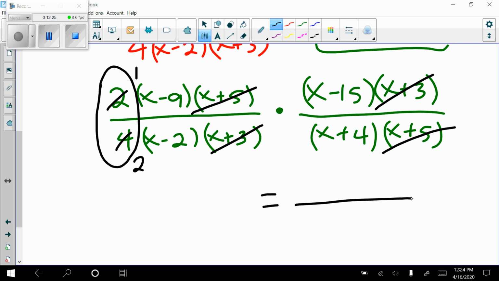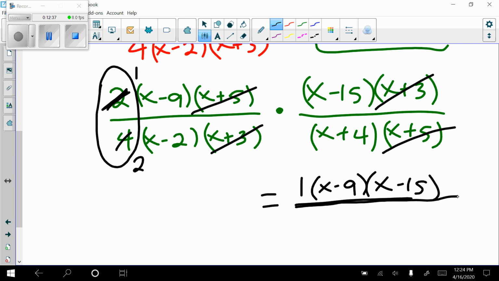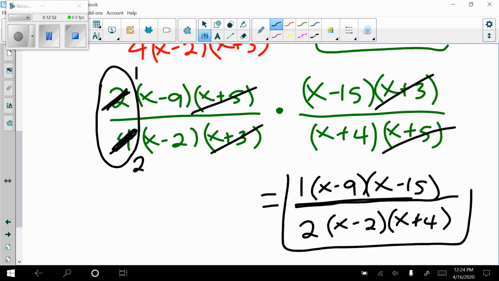So for the numbers on top, technically it's a number 1. When I canceled out this 2, you don't have to write the 1, but the x minus 9 is still there, and the x minus 15. So those are the numbers on top. At the bottom, I do need to still write that number 2 because of reducing that 4. x minus 2 is still there, and x plus 4. And then this is my answer for this question.